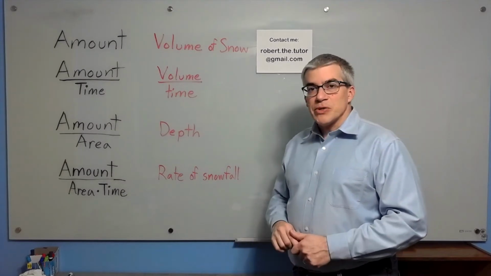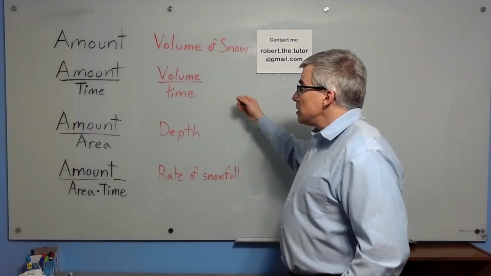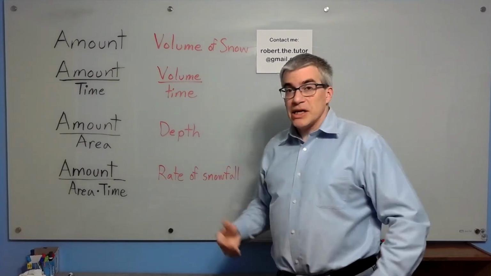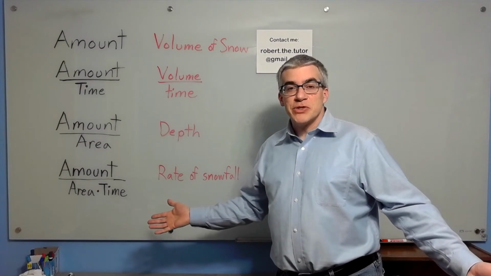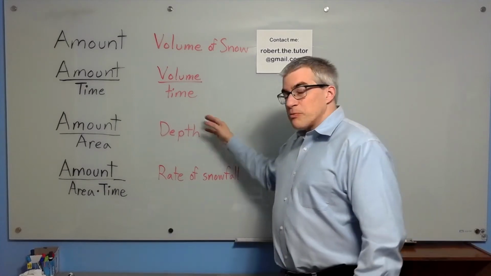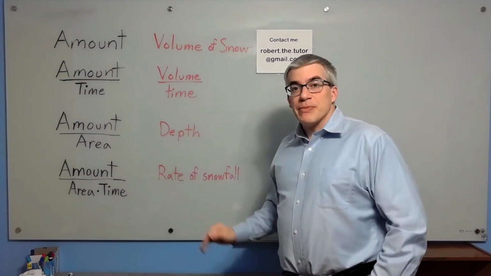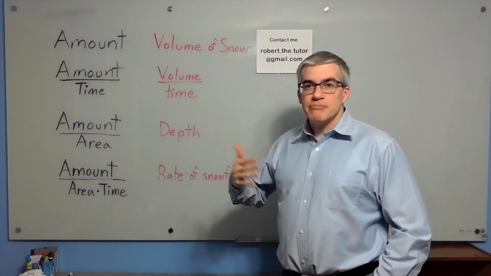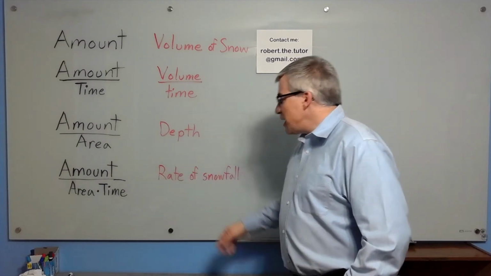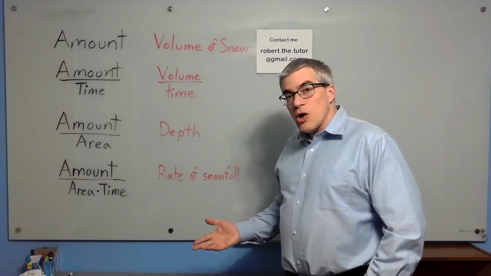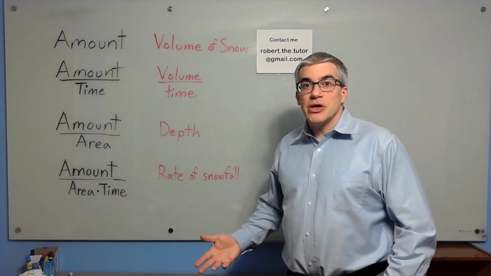Here's another example. The amount might be the volume of snow from a snowstorm. Then the amount per time would be saying, how many cubic meters of snow are falling from this storm per hour. The amount per area would be the volume per area, which is actually the depth. How deep was the snow? We got 8 inches of snow, say. The amount per area per time was the rate of snowfall. How fast is it happening? How many inches per hour is the snow coming down?